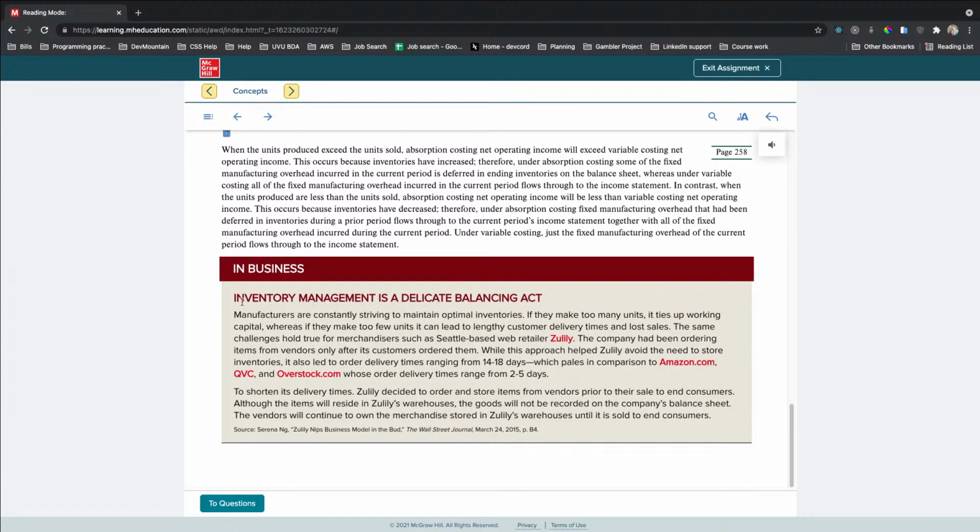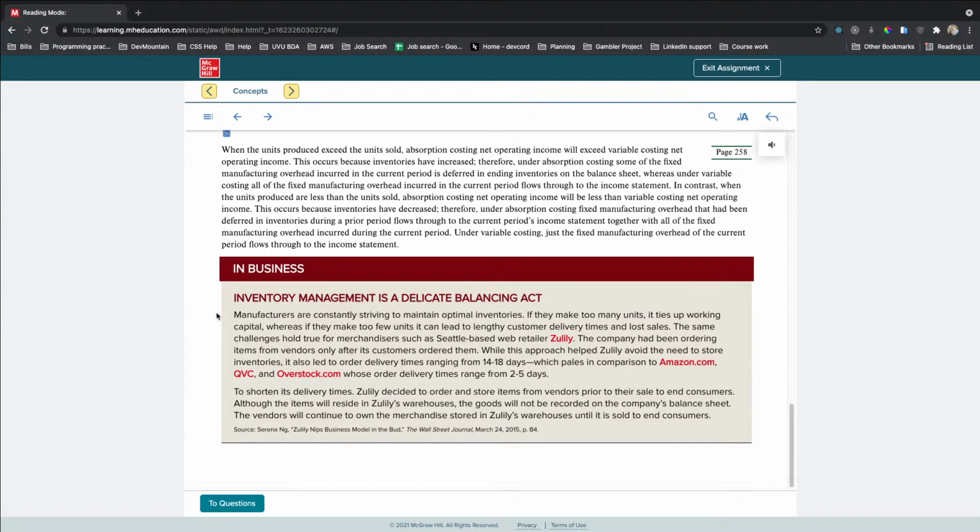and this is just going to beat a dead horse. Let's look at this. This looks interesting. Manufacturers are constantly striving to maintain optimal inventories. If they make too many units, it ties up working capital, whereas if they make too few units, it can lead to lengthy customer delivery times and lost sales. The same challenges hold true for merchandisers such as Seattle-based web retailer Zulily.